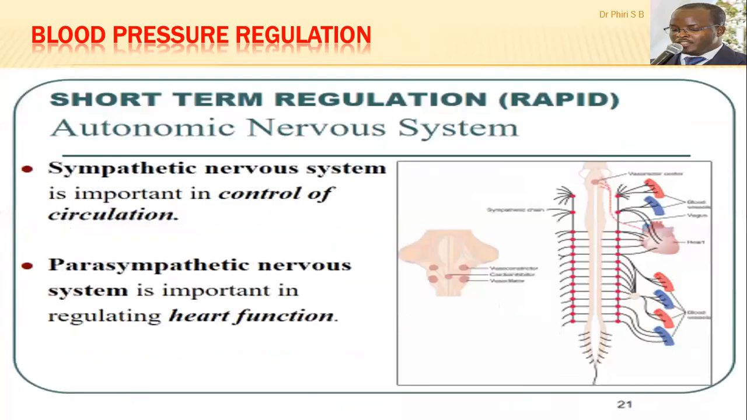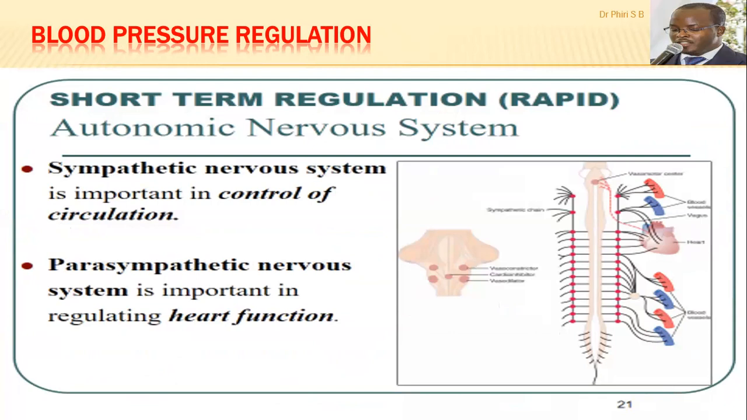So let's go into detail to discuss each and every component of these mechanisms that are involved in regulation of blood pressure, starting with the short-term regulation, which is very important when you are talking of regulation of blood pressure. This is the function of the autonomic nervous system, and you know that the autonomic nervous system has two pathways. There is a sympathetic pathway and the parasympathetic pathway.